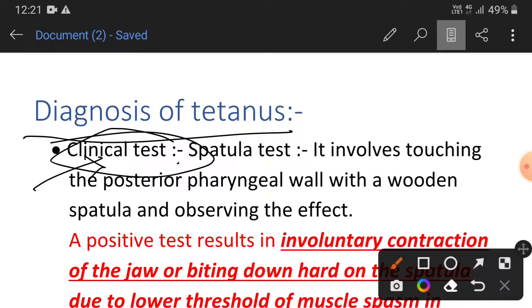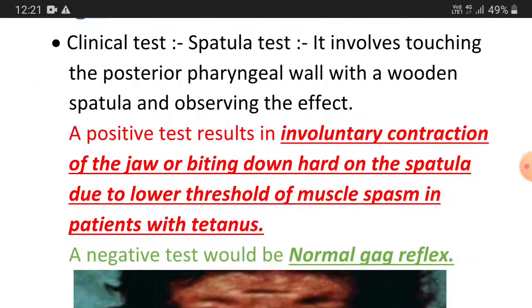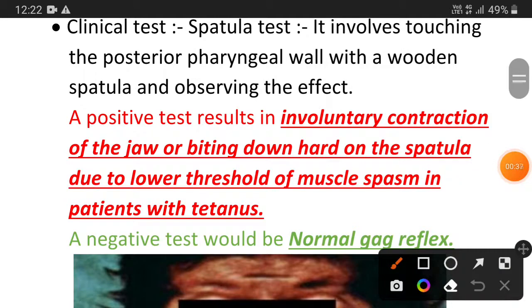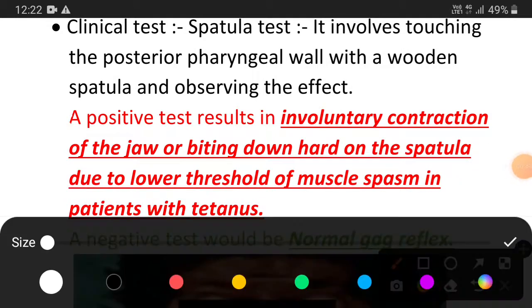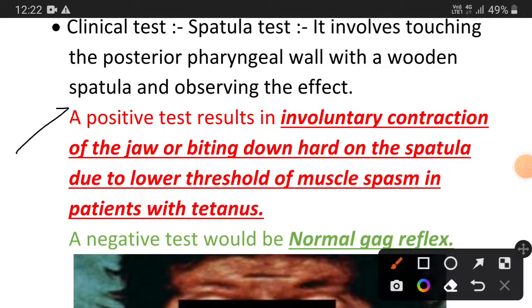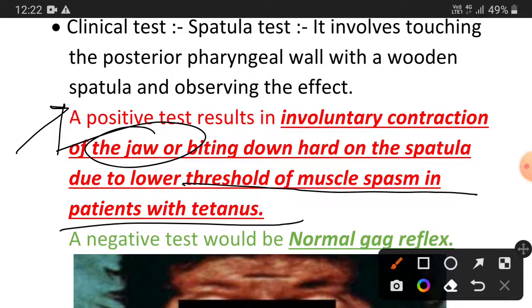That is why it is named the spatula test. With the help of this spatula we will try to touch the posterior pharyngeal wall, okay, and then we will observe the effect. A positive test will result in involuntary muscle contraction of the jaw or beating down hard on the spatula due to the lower threshold of muscle spasm in a patient with tetanus.